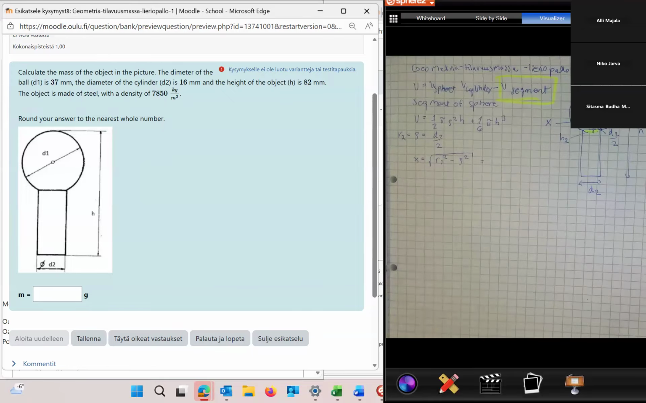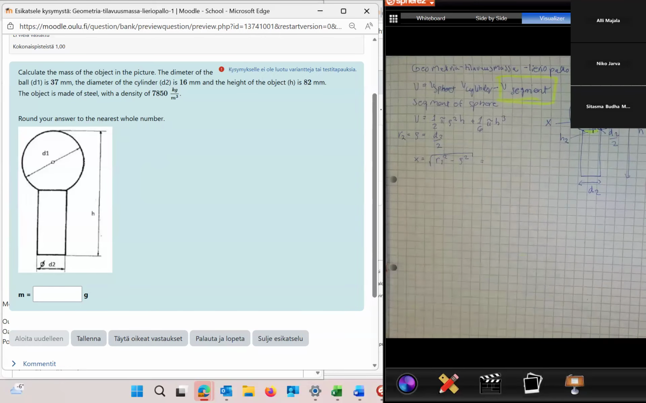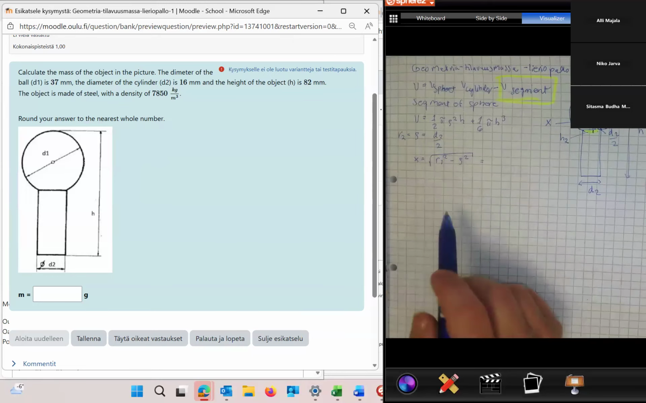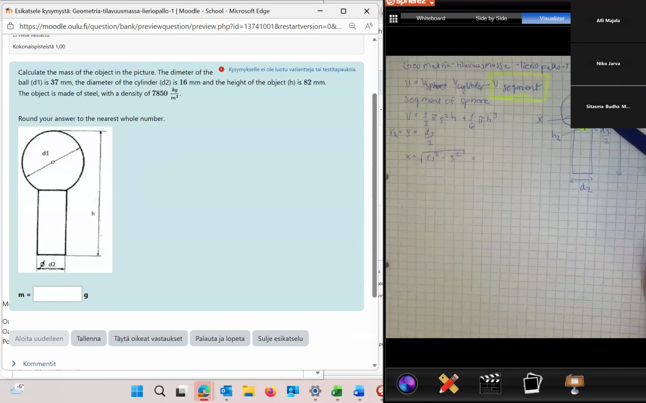But then I calculate the volume of the segment. Volume of the segment. That was a bit more difficult thing. Then I would still need the height of the cylinder. And of course, the height of the cylinder I get when I diminish this. I take the diameter of the big ball away from the whole height.